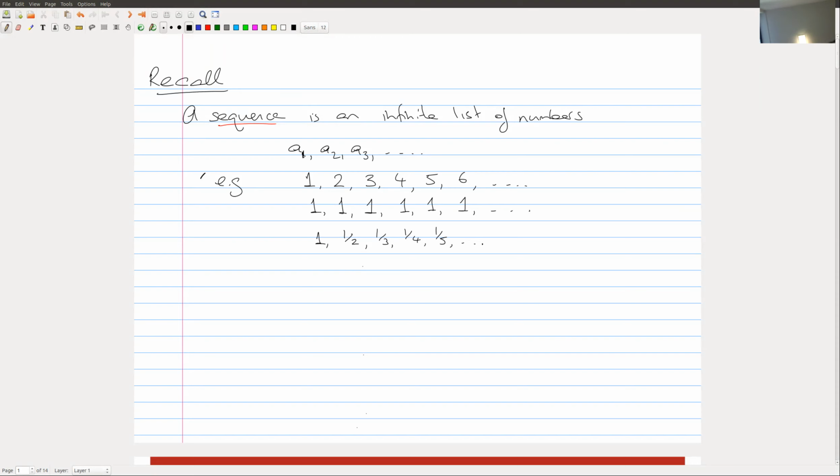Okay, and why do we care? Well, that hopefully will become more apparent as we proceed. But one thing that we do care about with sequences is this notion of a sequence having a limit. So let me just recall what that means.